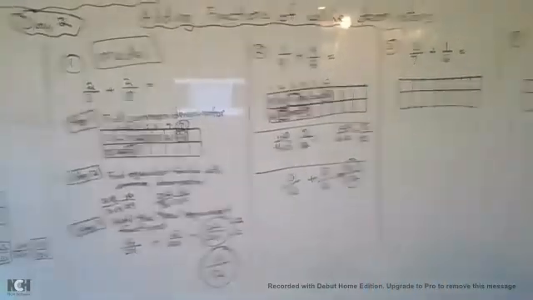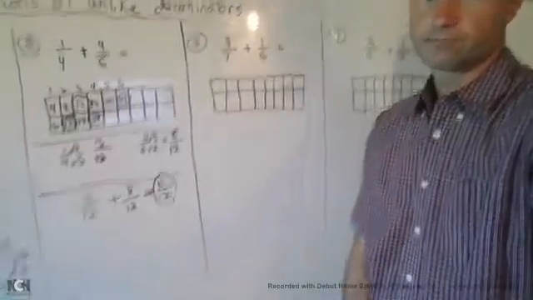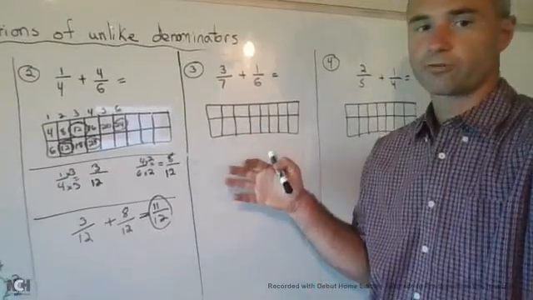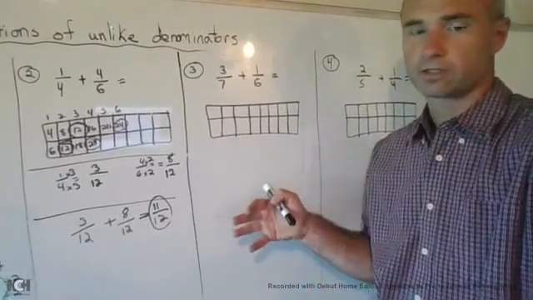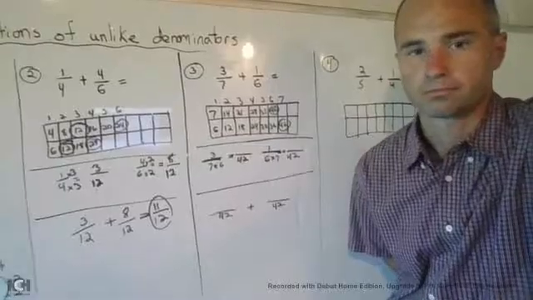Number 3. 3/7 plus 1/6. Find the common denominator. Find the equivalent fractions. Add the equivalent fractions. Go ahead, do that now.